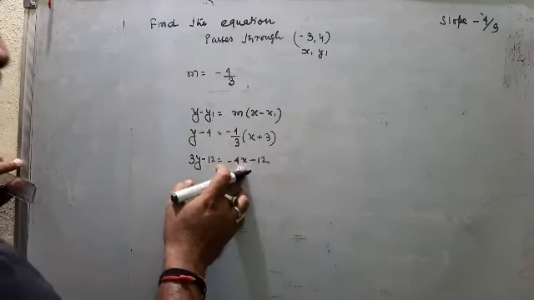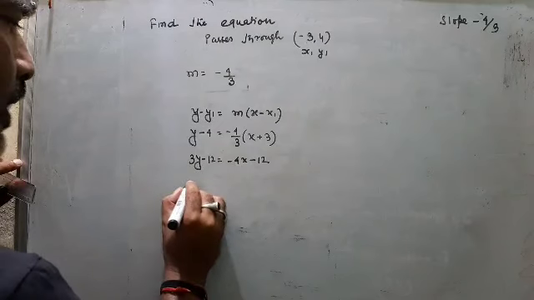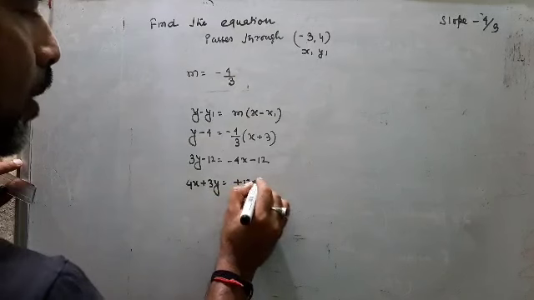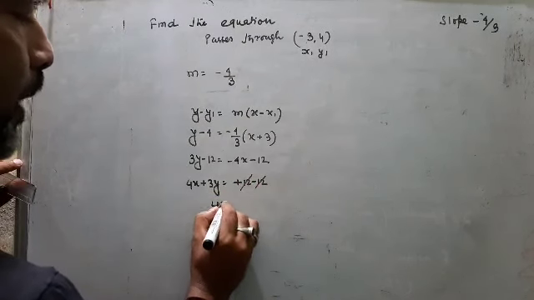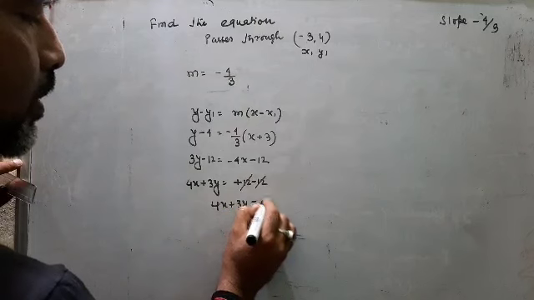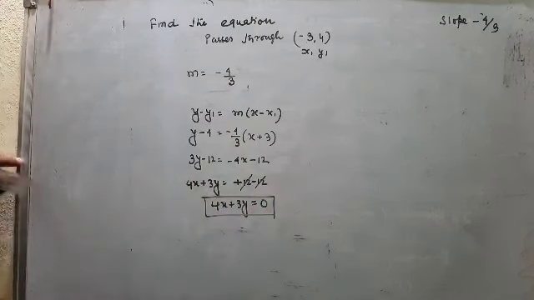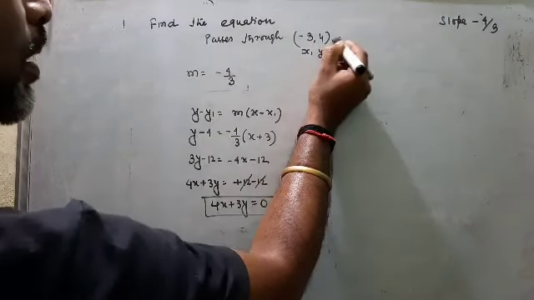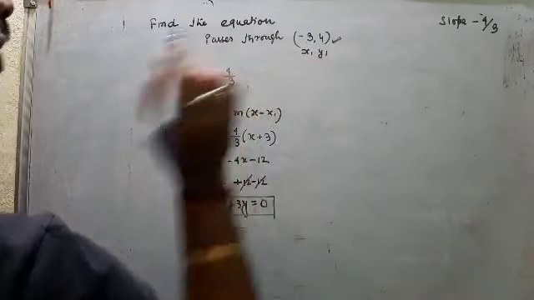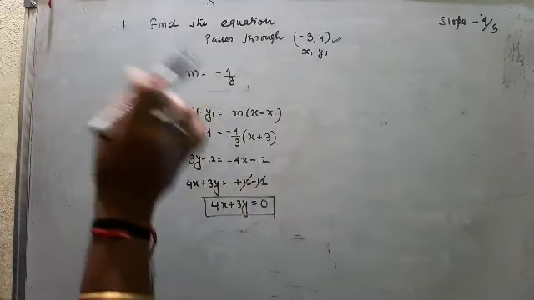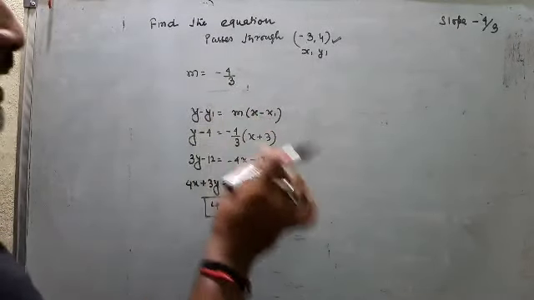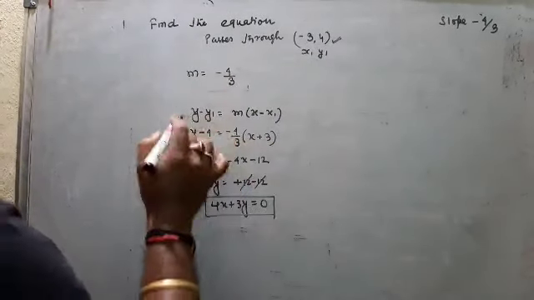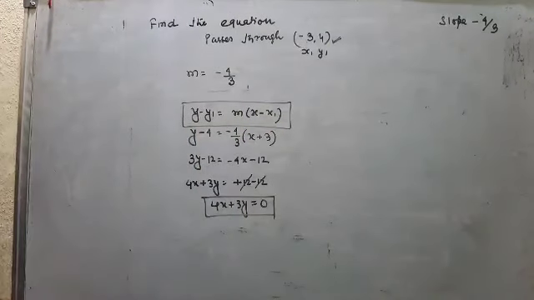Okay, so this 4x goes this way. So plus 4x plus 3y is equal to plus 12 minus 12, which cancels. So 4x plus 3y is equal to 0 is your required equation. So this is where a point and a slope are given. This is another condition: when theta or slope is given and y-intercept is given, there is another form. And if one point and the slope are given, then you use this formula.